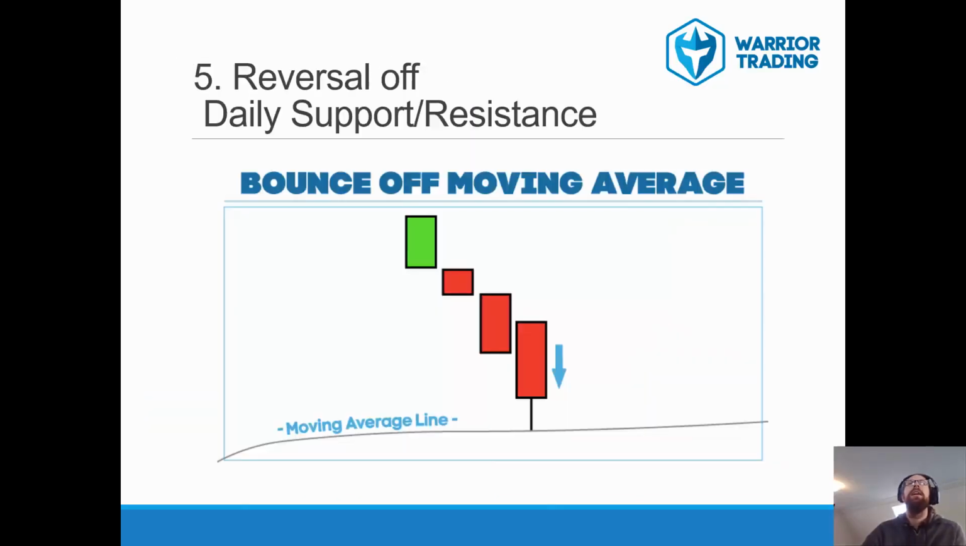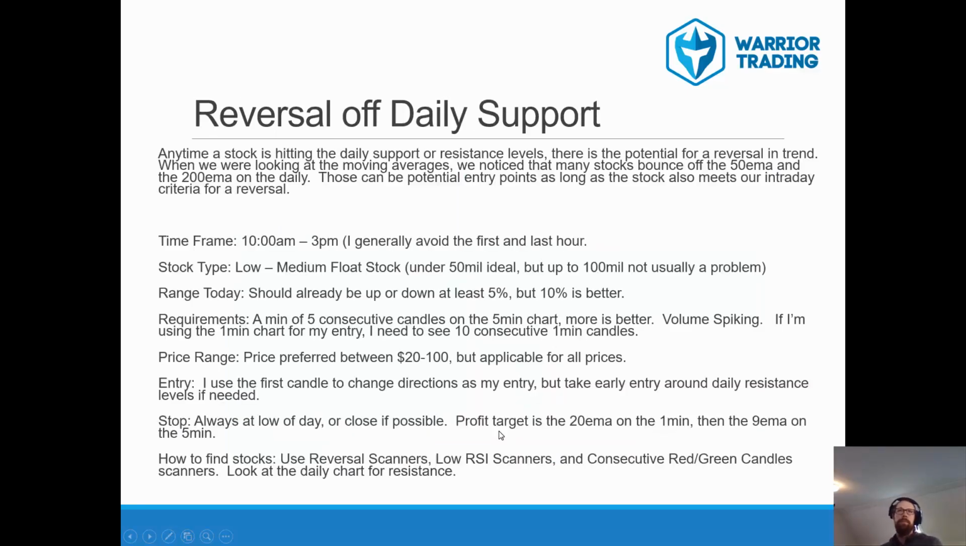So that was VRX. Now, setup number 5 is a reversal off daily support or resistance. So if you see the stock selling off, on the 5-minute chart, and it's coming down to something like the 200 moving average, that could be a place where we could buy it for a bottom bounce, right? We're bouncing off of that daily support, whether it's a moving average, the top of a window, the bottom of a gap, or the recent candle high, a whole dollar. Those are levels that we can watch.